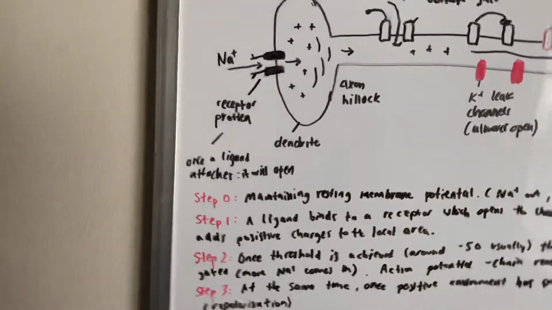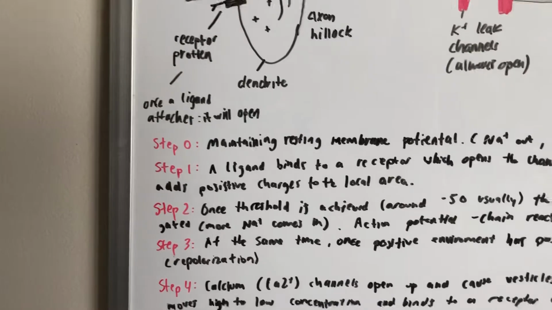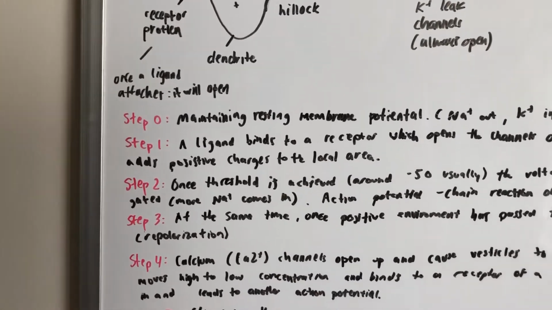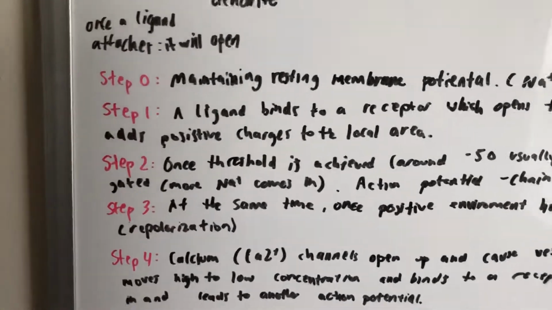So step 0 is just maintaining a resting membrane potential, which has more sodium outside of the cell and more potassium inside the cell, which creates a negative environment around -70.